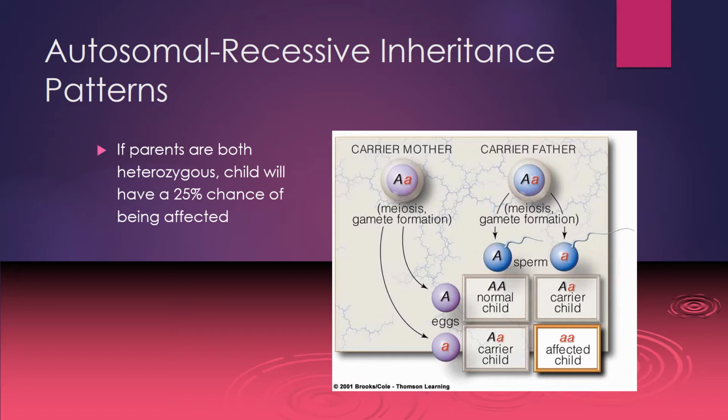So we have a carrier mom and a carrier dad here, and we know that the only gametes that they can make are the ones that they possess. So they will make gametes with both the normal gene and the abnormal gene. In this case, we're talking about little a being the recessive gene for disease. Father, same thing. And we know from doing our Punnett squares and getting lots of practice on that, that we're going to have one normal child who doesn't even carry the gene, and then we'll have two carrier children, but we will have a 25% chance of having an affected child.